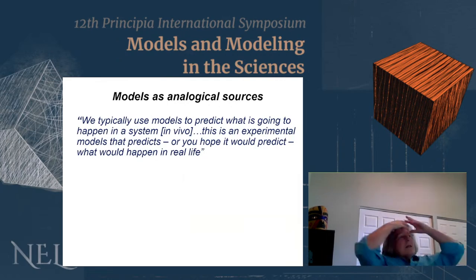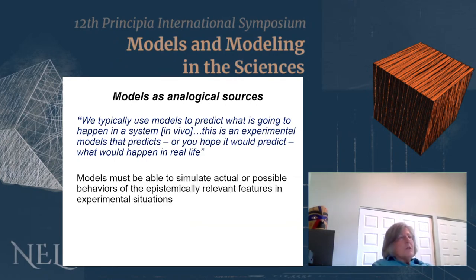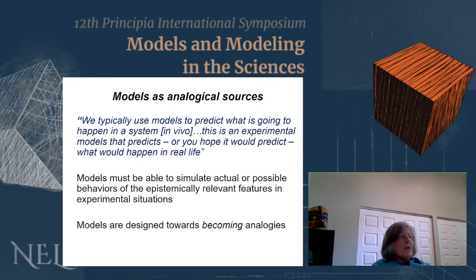All right, so models as analogical sources. As one of our respondents said, when asked what are you using the models for, she said, we're typically using models to predict what is going to happen in the system. That is an experimental model that predicts, or you hope it would predict, what would happen in real life. So models must be able to simulate actual or possible behaviors of the epistemically relevant features in experimental simulations in order to serve their purpose.